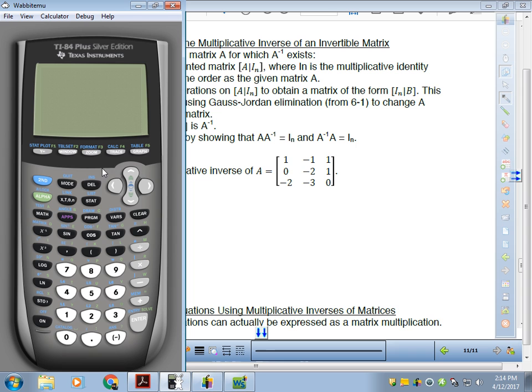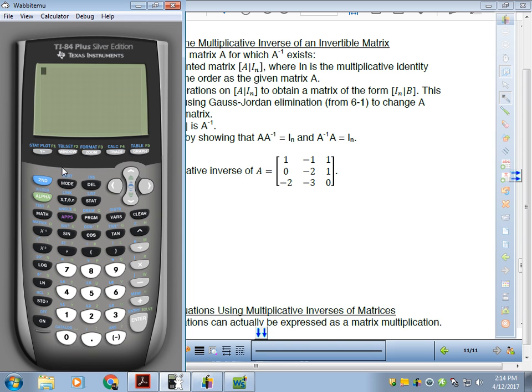So I have a matrix and I want to find the inverse of it. So I'm going to go in here, I'm going to edit my matrix, and this is a 3 by 3, so I'm going to put 3 by 3. And I'm going to put these elements in there. 1, negative 1, 1, 0, negative 2, 1, negative 2, negative 3, and 0. Okay, and double check that I put them in right. Yep, that all looks good.